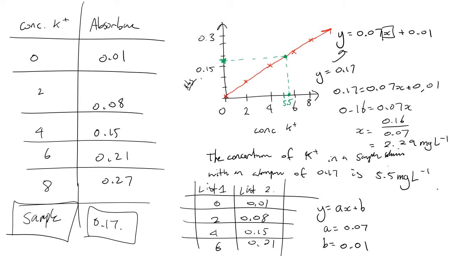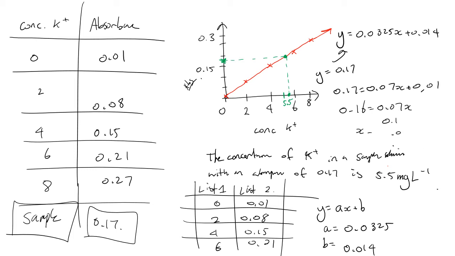Okay, there we go. So the A value is actually 0.0325. B value is 0.014. Now, so our actual graph would be 0.0325x plus 0.014. Still do the substitution, and we should be able to find x. So I'll just do the substitution really quickly.